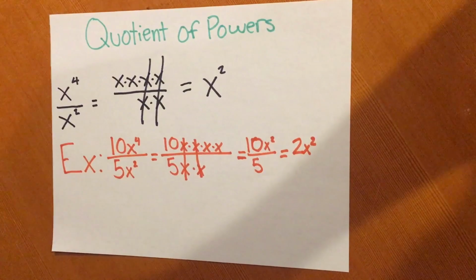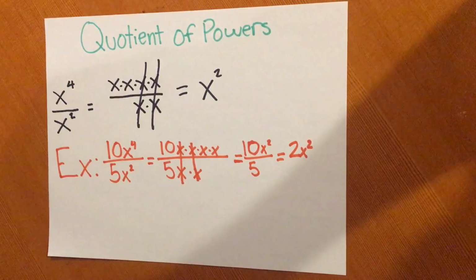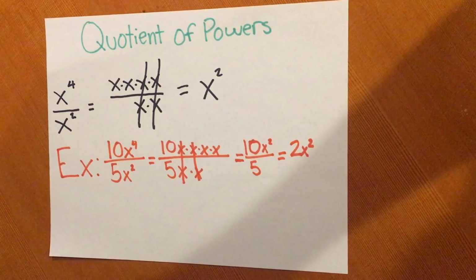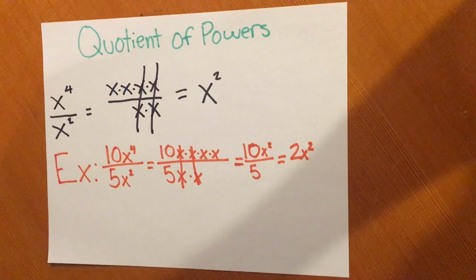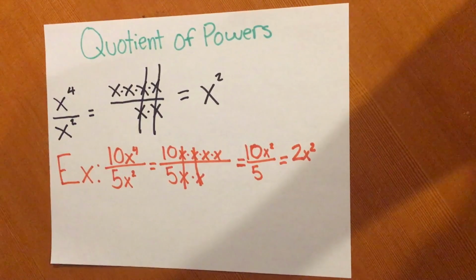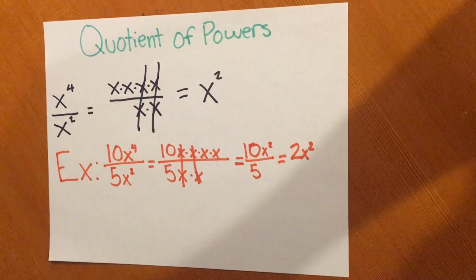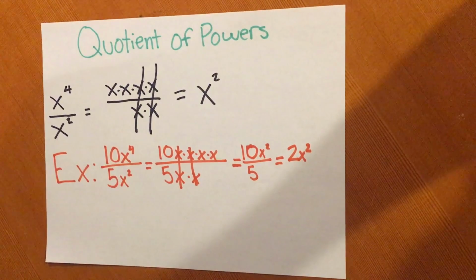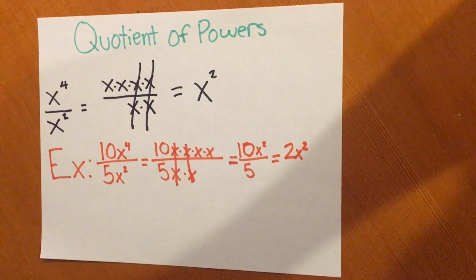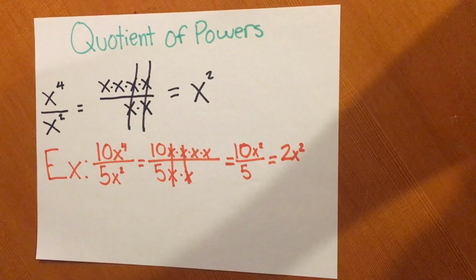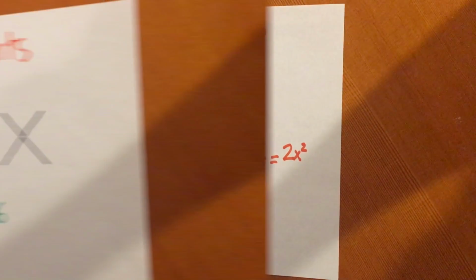An example with numbers in front of the variables, so we have 10x to the fourth over 5x to the second. You can cross-cancel out 2 x's from the top with the ones from the bottom. So it's 10 times x times x times x times x over 5 times x times x. You can cross out 2, which equals 10x to the second over 5. But then you have to divide the numbers in front of the x. So 10 divided by 5 equals 2, so it equals 2x to the second.